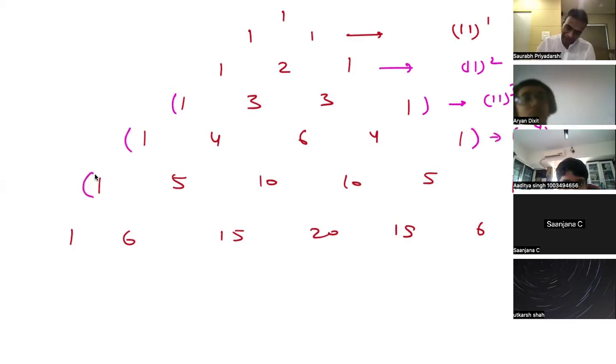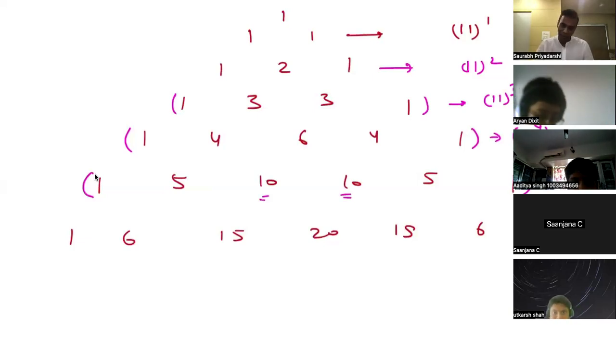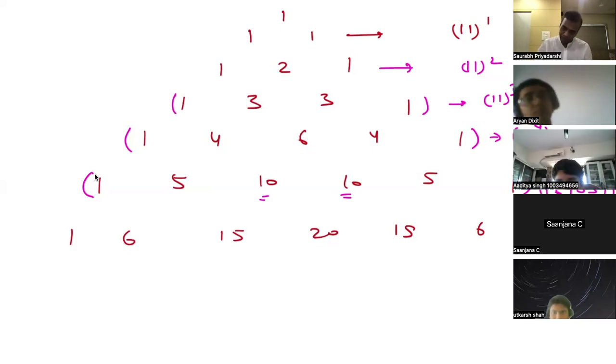But see this one. This is not a single digit of base 10, right? So we have to write from the last: 1, 5, 10, that will be 0 with 1 carried forward. This will be 1, then 1 carried forward, 6, 1. This is 11 to the power 5. Again, this is 1, 6, 15, 20, 15, 6, 1, which becomes 1, 7, 7, 1, 6, 1. This is 11 to the power 6 and so on.